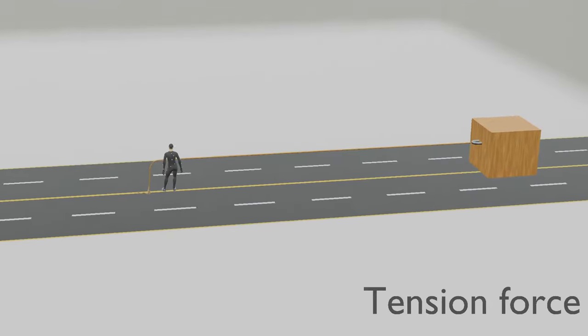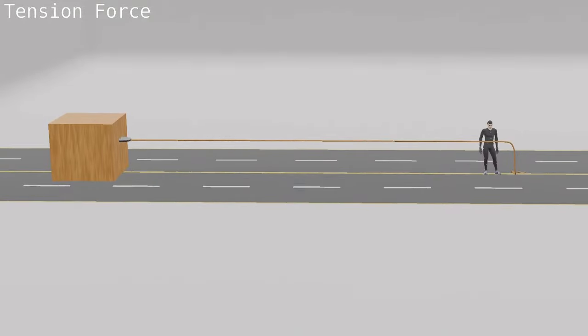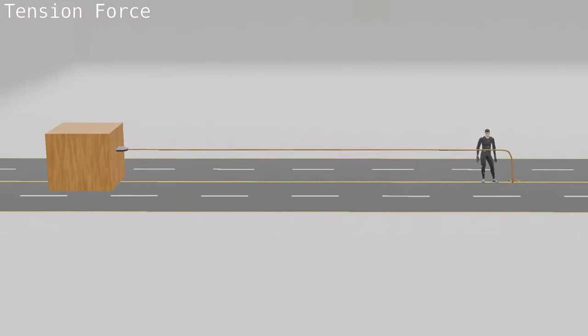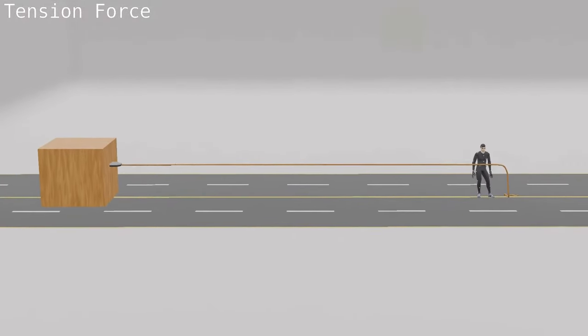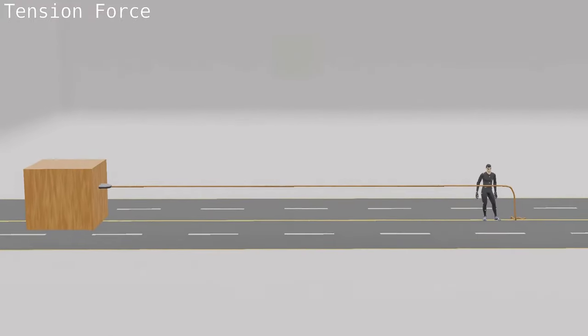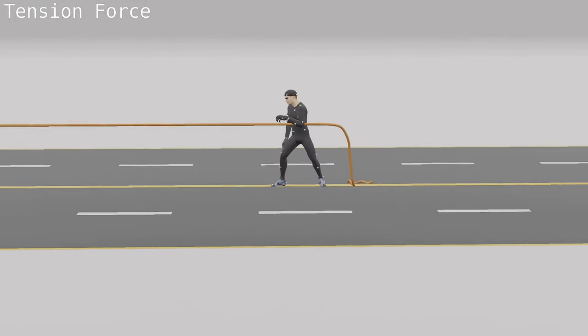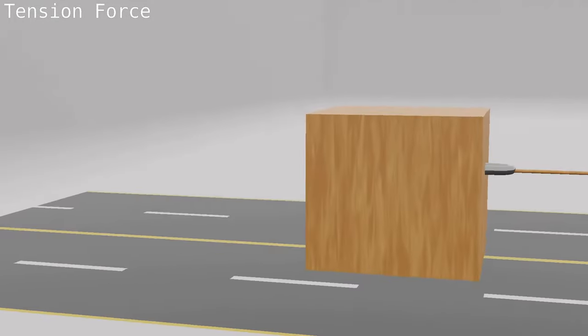Tension force. To understand tension force, let's see an illustrated example of this force. Here we can see a man is pulling a rope which is attached to a wooden block.